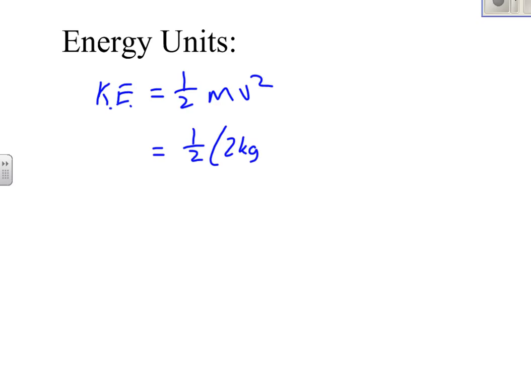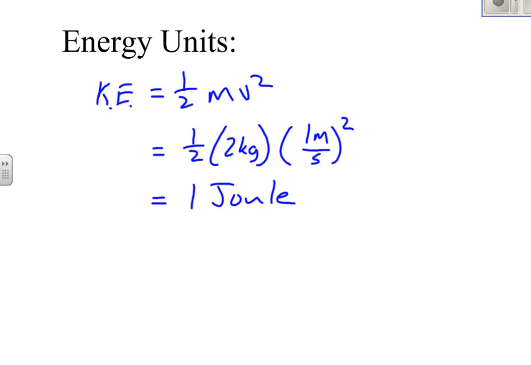There are three ways to derive the units for energy. First, in terms of the kinetic energy, we take 1/2 mv squared. If we take an object that has a mass of 2 kilograms that is moving at a velocity of 1 meter per second, when we combine all these units together, we get an energy of 1 joule.